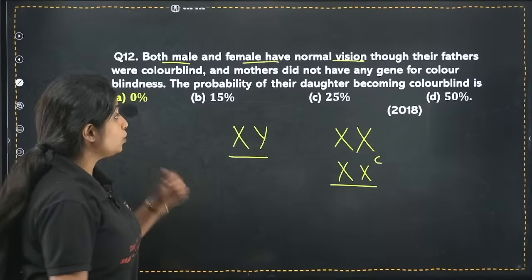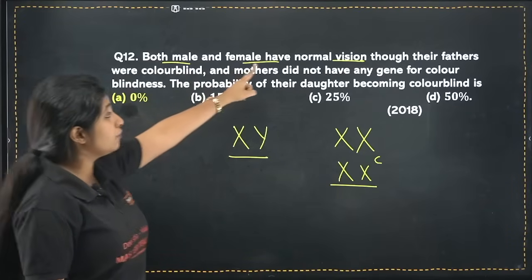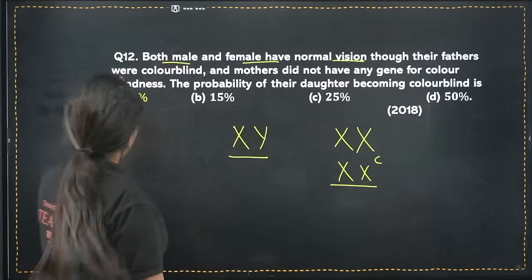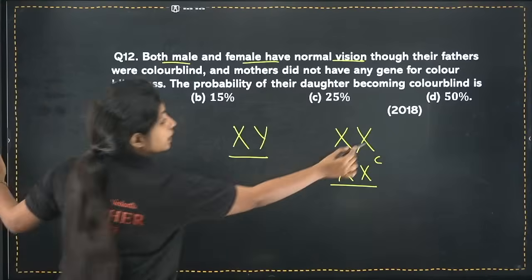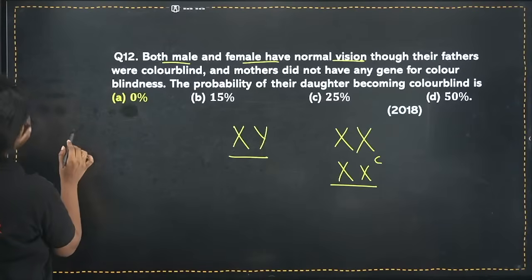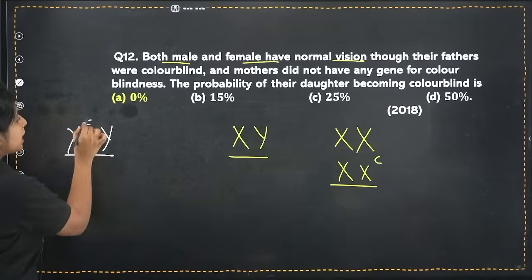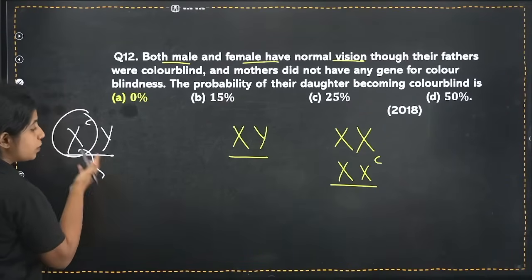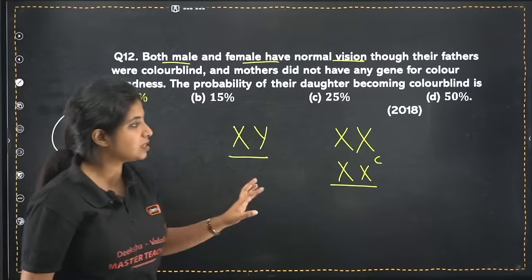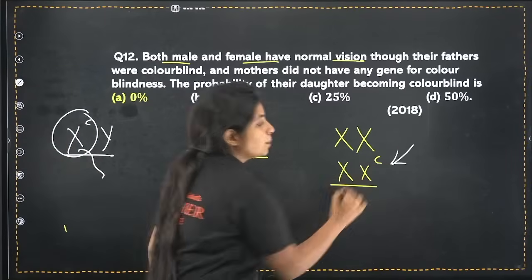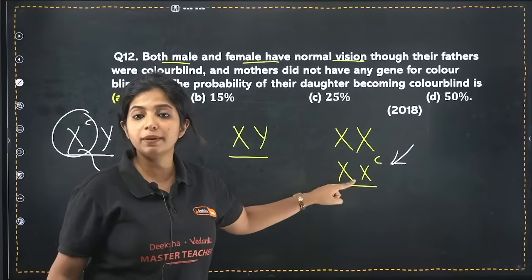Always remember that. How do we understand whether she is this or this? We talk about the parents. Both male and female have normal vision, though their fathers were colorblind and mothers did not have the gene. So the father of this particular lady was colorblind. He has to be like this, and he will definitely pass this particular chromosome, because to females he can just pass the X chromosome. So obviously the daughter will definitely be something like this. She will be a carrier. She will have normal vision, but she will be a carrier.